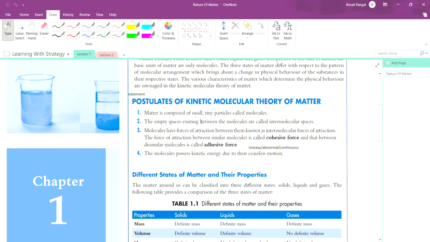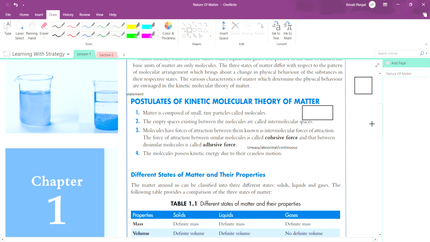So the first postulate is: matter is composed of small tiny particles called molecules. Now let me show you what I am supposed to tell here. Suppose we have here three kinds of boxes or containers. We are going to state it as matter.